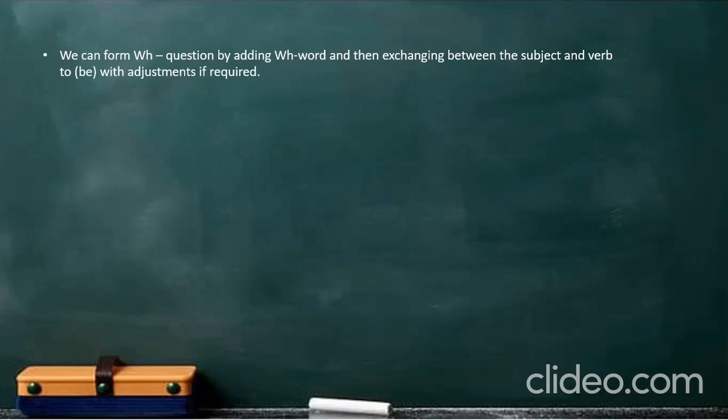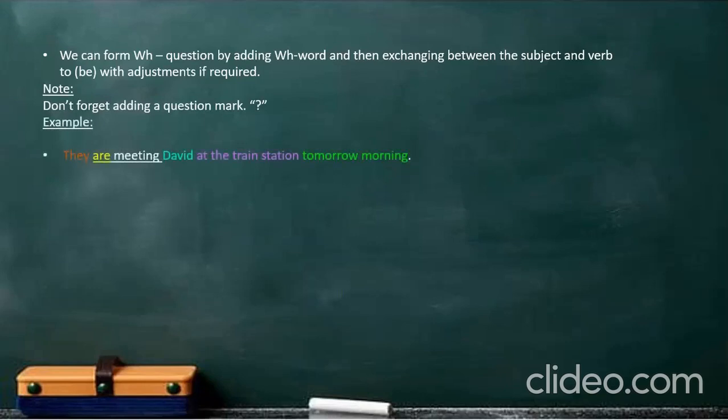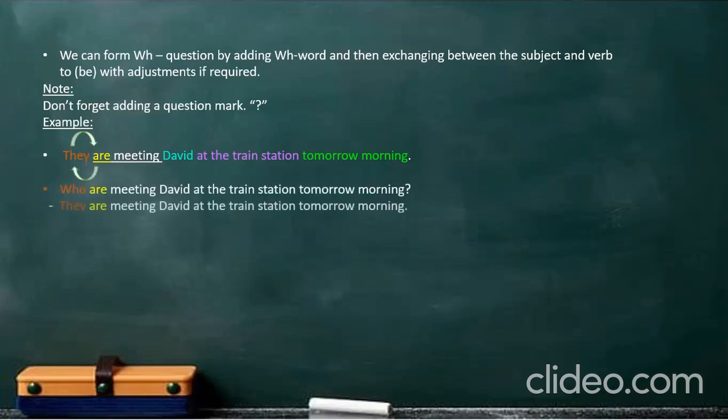So look at this example, please. And before our example, we have our note: don't forget to add a question mark. Okay? So our example here: they are meeting David at the train station tomorrow morning. If I want to ask about the subject, they, before I exchange the subject and the verb to be, I should choose the WH word as a question word. But you should notice that in this case, I omit the subject. I can't use it because the subject is my answer. So the suitable question here is: who is meeting David at the train station tomorrow morning? Our answer is: they are meeting David at the train station tomorrow morning.